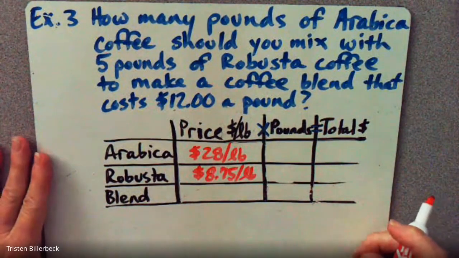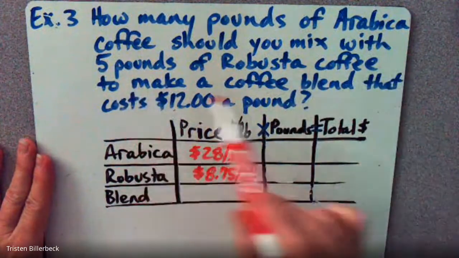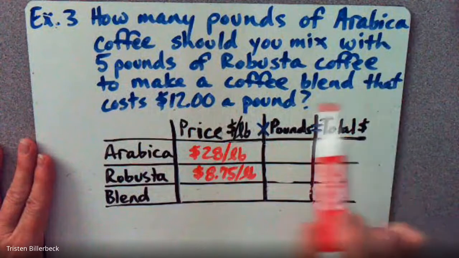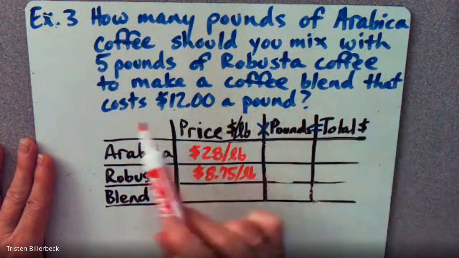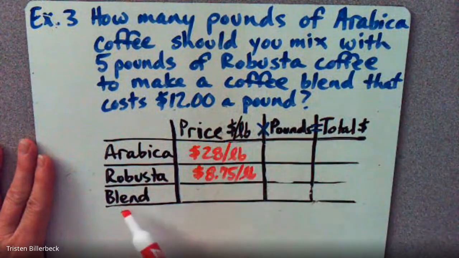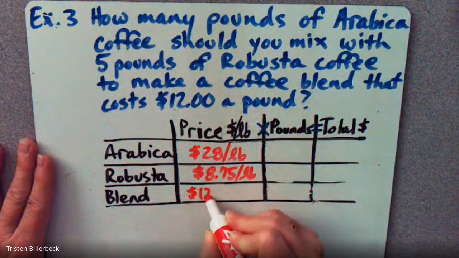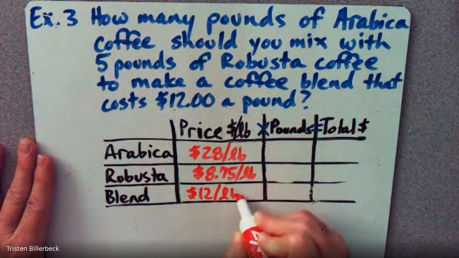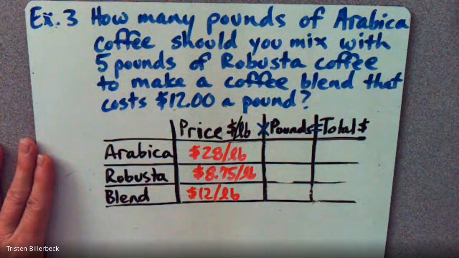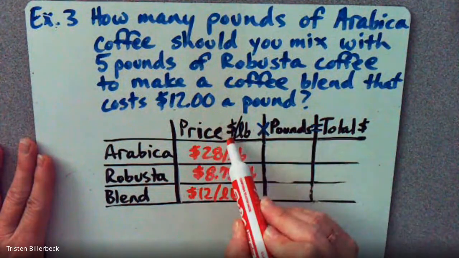Okay, so how many pounds of Arabica coffee should you mix with 5 pounds of Robusta coffee to make a coffee blend that costs $12 a pound? Price per pound right here. Blend, $12 a pound. Let's put it there. So we have $12 a pound. So we're making a chart. So dollars per pound times pound is dollars.